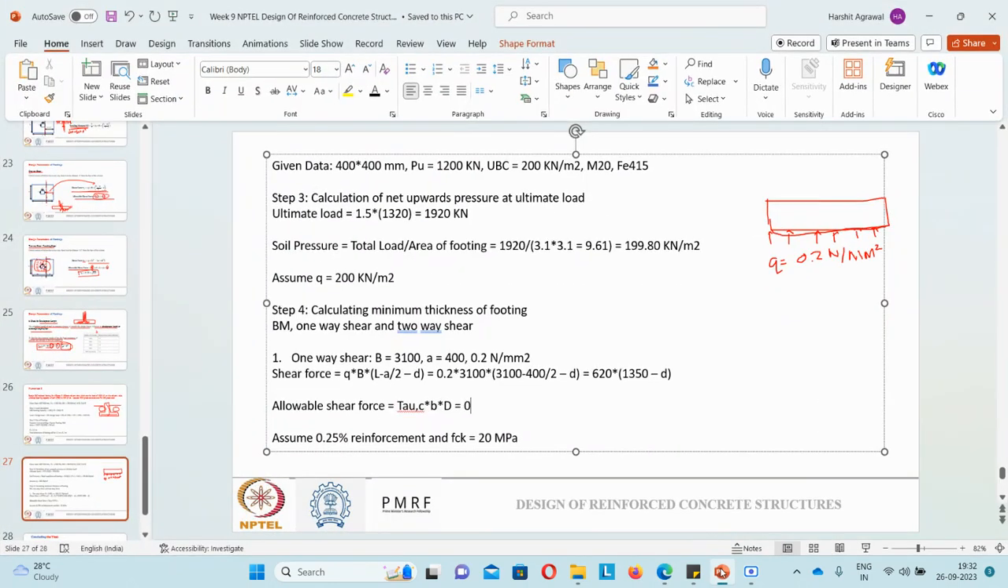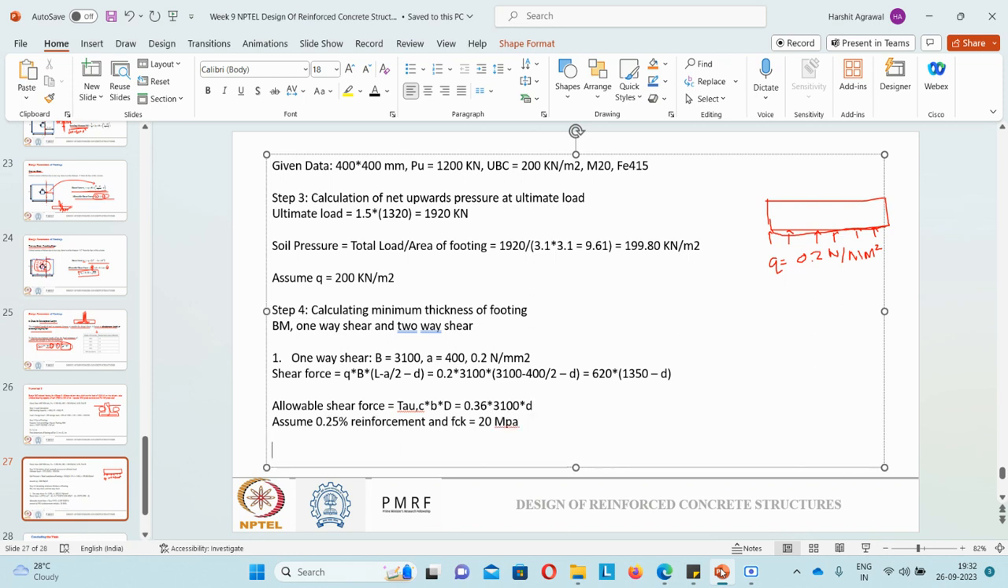Okay, so suppose I take 0.36, this will be my tau c, and B and D I know, B I know, D I don't know. So B is this and D is unknown to us. So I know both LHS and RHS now. Upon solving, just equating LHS and RHS, I will get the value of D. So when you solve this, you will get D as 482.19 mm.